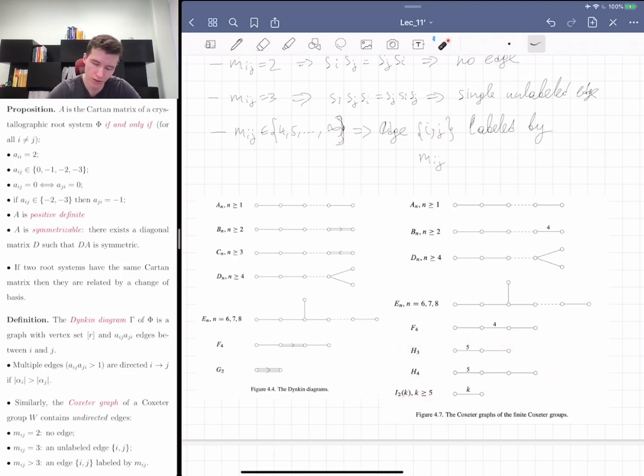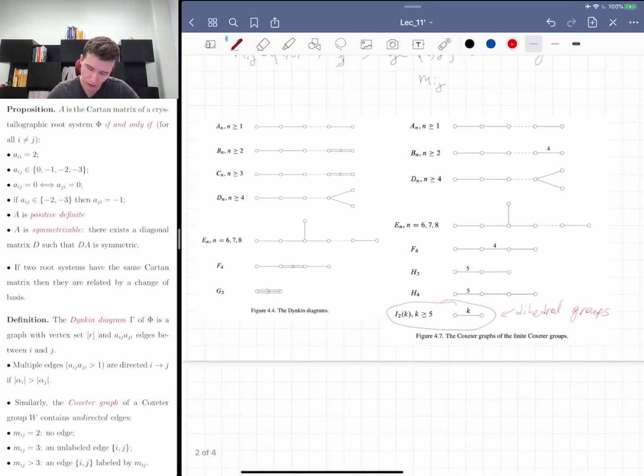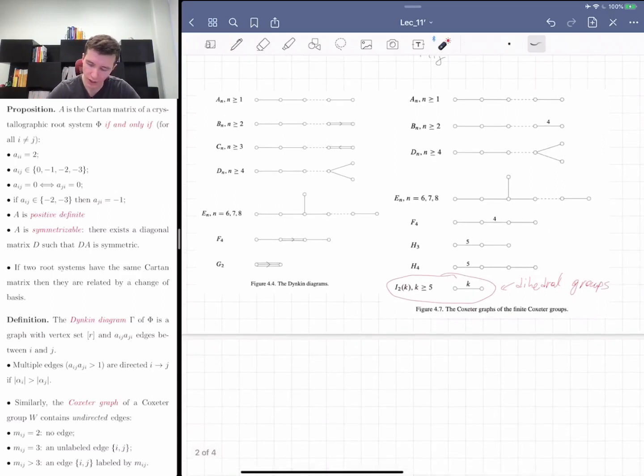Now, the only new stuff you get is H3, H4, and these. So I2 is the dihedral groups. They all correspond to root systems in the plane, where your roots are the vertices of a regular 2n-gon. And in this case, the edge is labeled by k.